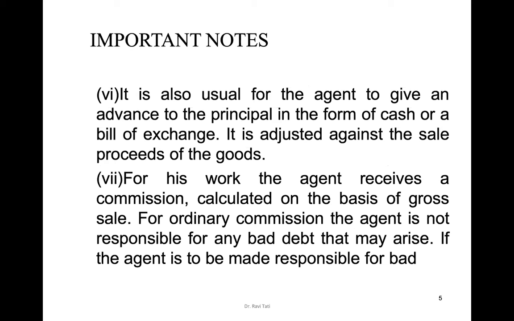It is also a practice to give an advance for the goods he is receiving. The consignee has to deposit some money as advance with the consignor, as a precautionary deposit. Once the consignee sells the goods of the consignor on behalf of the consignor, all these expenses along with the deposit are adjusted. For his work, the agent receives commission, as I told you, on the basis of gross sale. And for ordinary commission, the agent is not responsible for any bad debt.